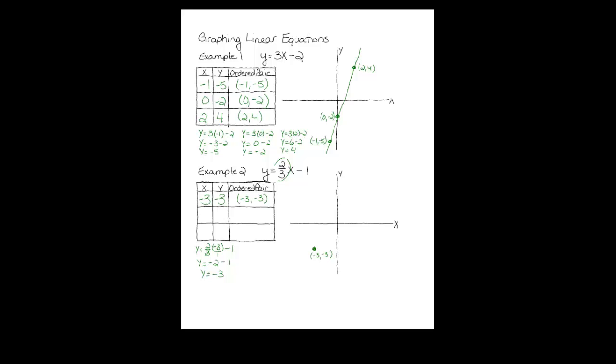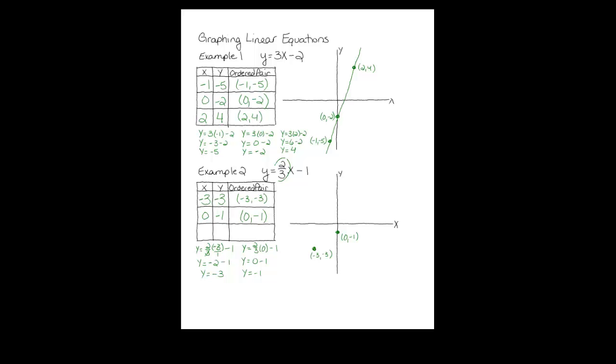And 0 is going to be nice. Any number times 0 is going to be 0. So y equals 2/3 times 0 minus 1. So y equals 0 minus 1. Y equals negative 1. So we have the ordered pair 0, negative 1. There it is, labeling it. There's 0, negative 1.